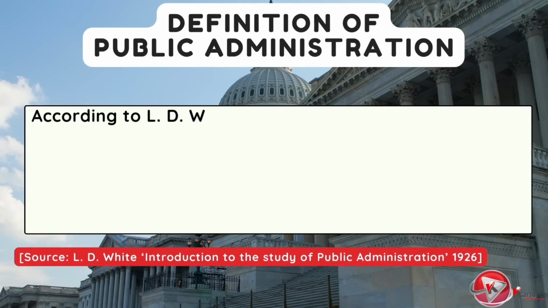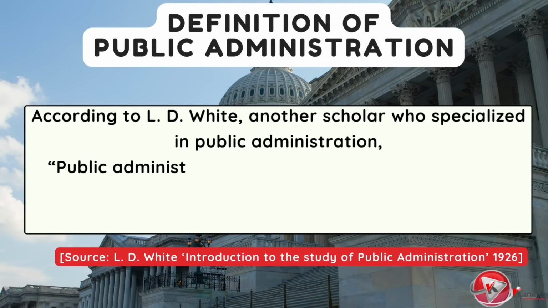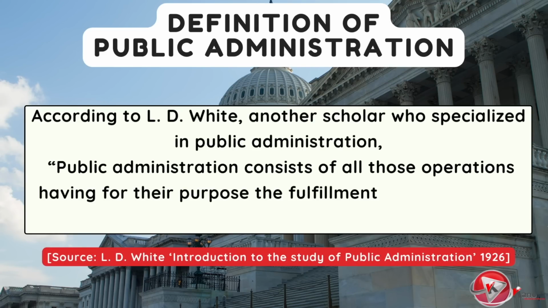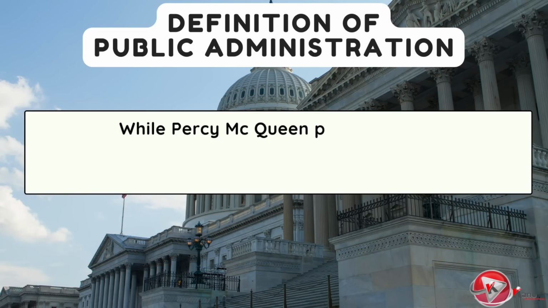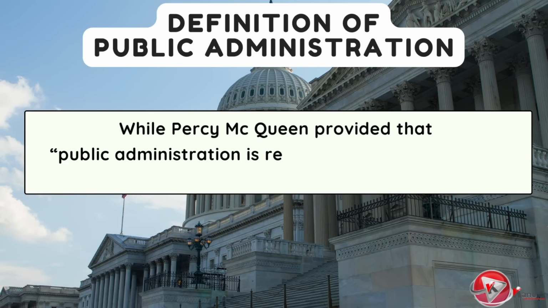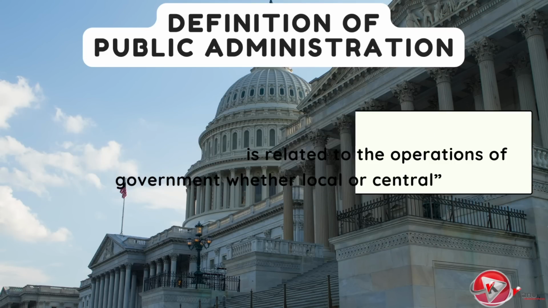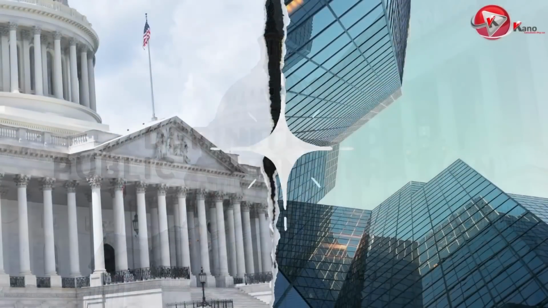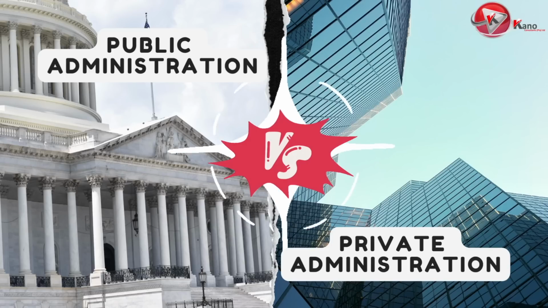According to L.D. White, another scholar who specialized in public administration, public administration consists of all those operations having for their purpose the fulfillment or enforcement of public policy, while Percy McQueen provided that public administration is related to the operations of government, whether local or central. As indicated, these are just a few of the definitions provided by various scholars. Now, let's differentiate between public and private administration. Some of the key differences are as follows.